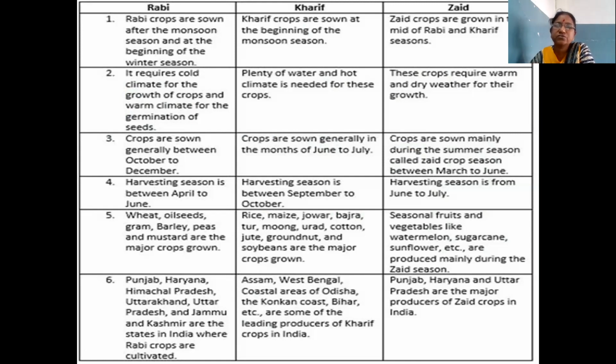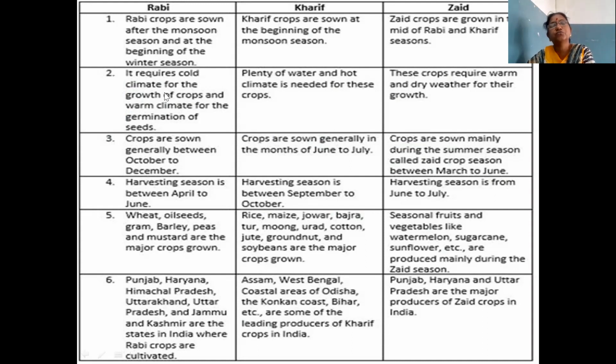Now let us have a clear-cut distinction between the Rabi, Kharif, and Zaid. Rabi crops are grown after the monsoon season at the beginning of the winter, that is in the month of November. The Kharif crops are sown in the beginning of the monsoon season, that is the month of June. The Zaid crop is grown in the middle of the Rabi and Kharif seasons. That is, the Rabi ends around the January, February region, and the Kharif starts in June. Between Rabi and Kharif, we have the Zaid.